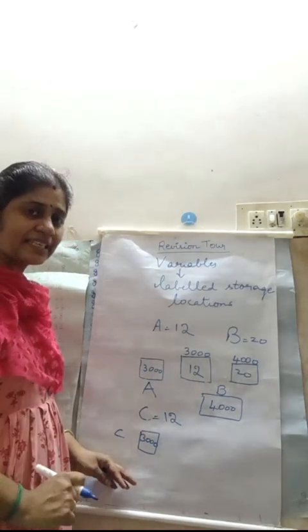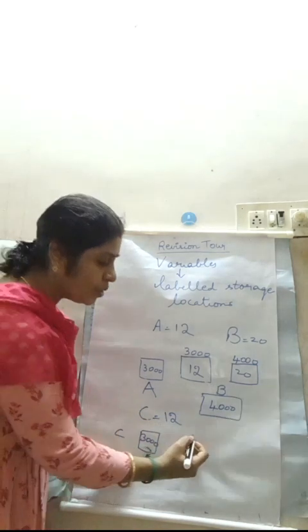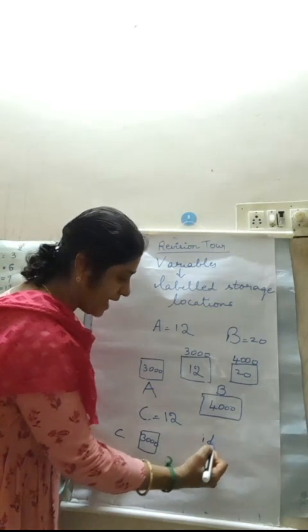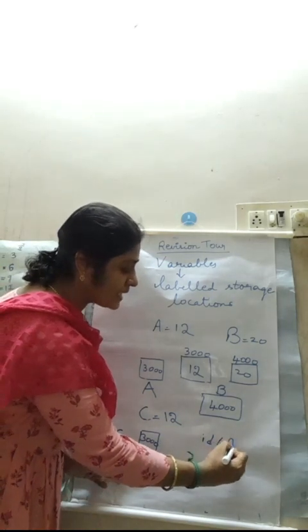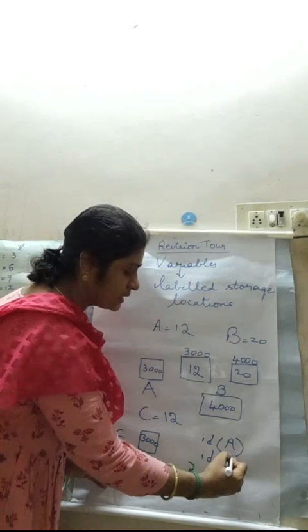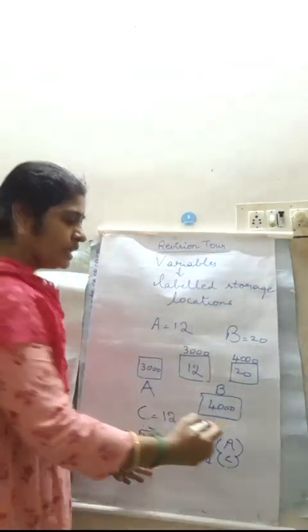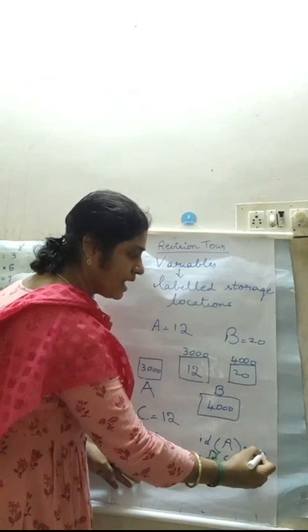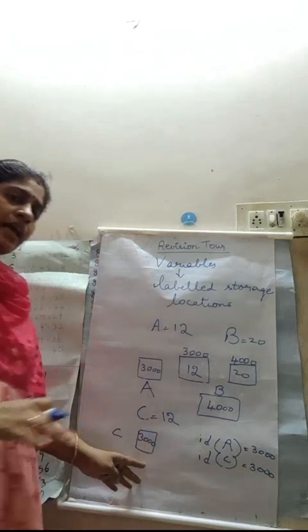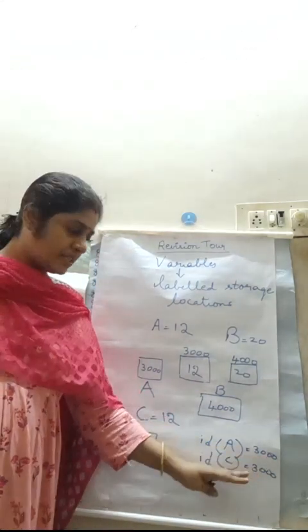Now if I want to check what exactly is happening inside the memory, you can use the function id, and you can see the id of A and the id of C. You can see both the values will be the same. This value will be 3000 and this value will also be 3000. This is just an example I am giving. You will get some different value at the memory address.